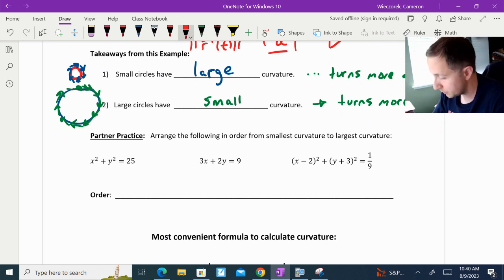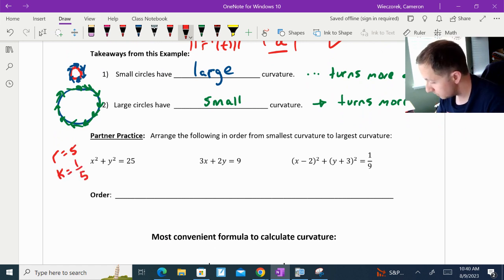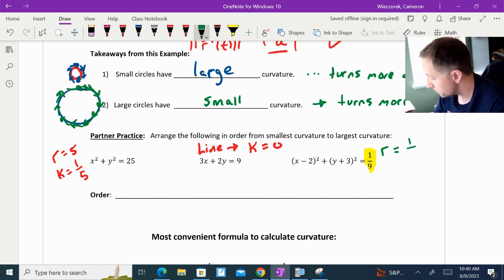The first thing we have here is a circle that has a radius of 5, which means its curvature should be 1 over 5. The second, it's not even a curve, it's a line. The second thing we're given is a straight line. We saw at the start that the curvature of any line would be 0. And the third thing we have is a circle, centered at (2, -3). That doesn't really matter. What I care about is the 1/9. That tells me that the radius would be the square root of 1/9, so it'd be 1/3. That means the curvature would be the reciprocal of 1/3, which is 3.